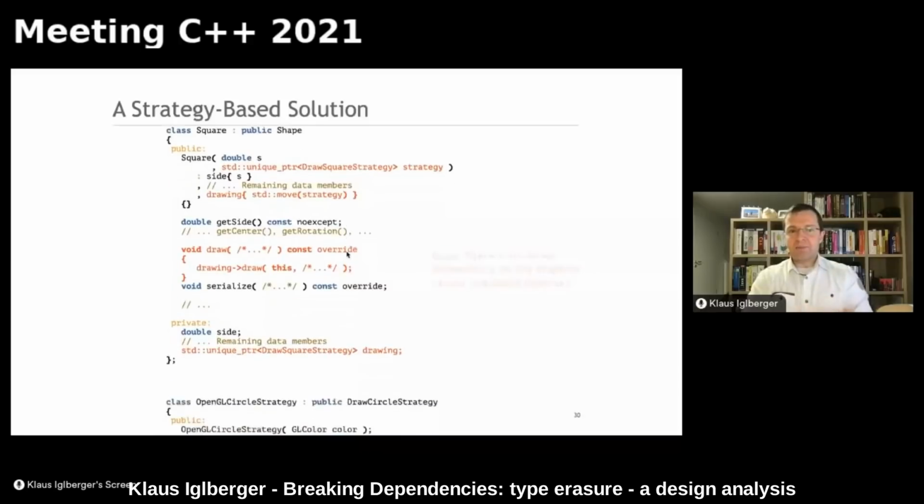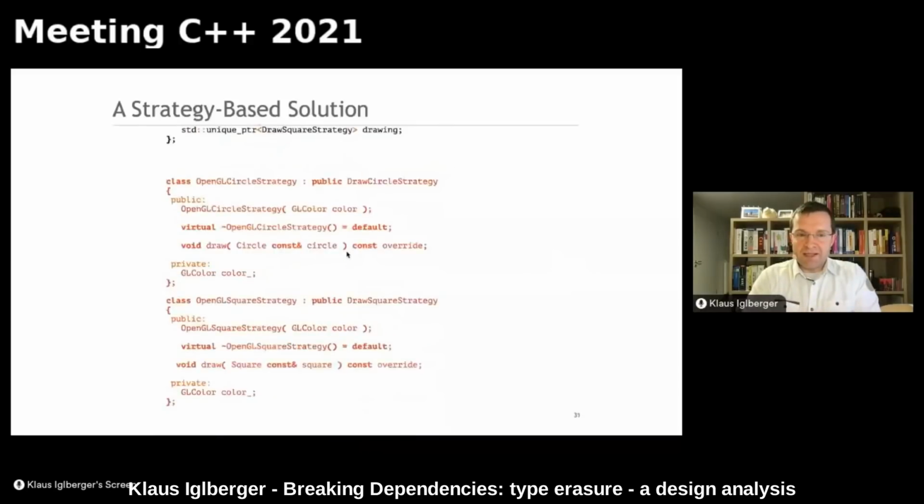Now, with this in place, I can now finally introduce any kind of strategy. So OpenGL strategy for circles. We can have the OpenGL square strategy. All of these now truly use OpenGL. So here, this is the representative. They may have an OpenGL color or whatever. That class now is highly depending on OpenGL, on that specific graphics library. Not circles, not squares. They are totally oblivious of that dependency.